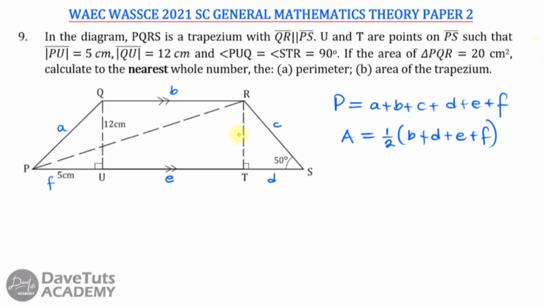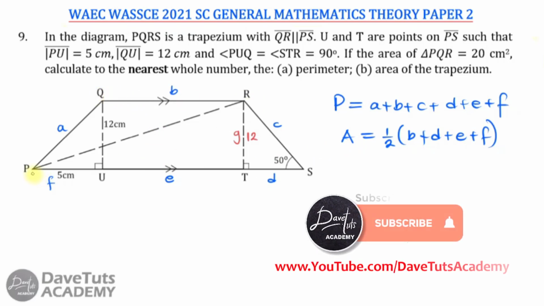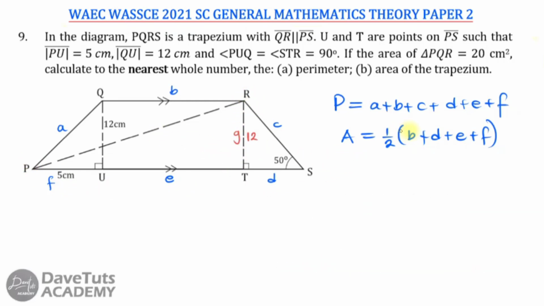Let me just use red so that I don't confuse this. If I call this G, that G is actually also 12 because QU and RT are the same. So that area of the trapezium will be half multiplied by the sum of the parallel sides. One of the sides is B, QR. The other is D plus E plus F, which is PS. So multiplied by the height. The height is now RT, or I can say multiplied by G.